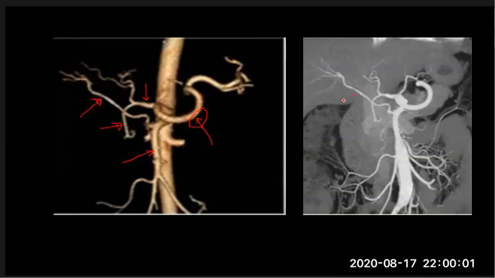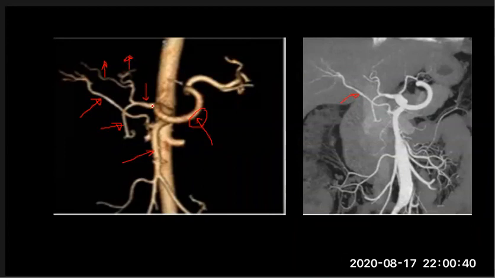And what do we call this anomaly? It is a replaced hepatic artery from the superior mesenteric. What is the name of the artery here with the arrow? Gastroduodenal artery. And this one? Left hepatic. And this one? Left gastric artery.